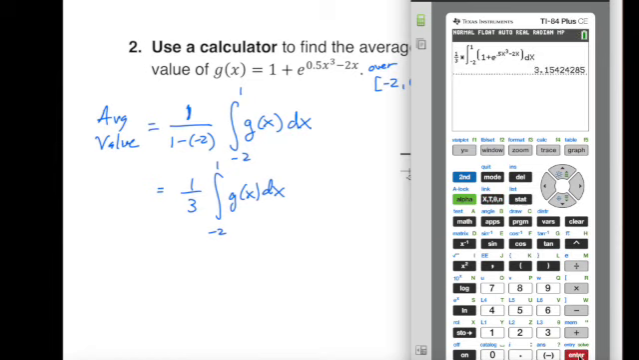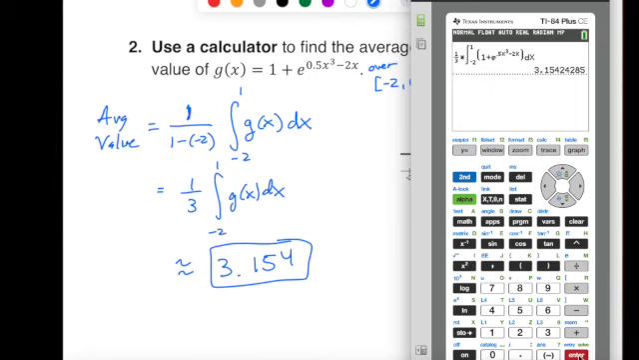Now you hit enter and you let the calculator go to work, and notice it gives you about 3.154, which we said, hey, this answer should be around in this ballpark, 3.154. Notice I also could have done this kind of thing, 1 divided by 3 times math 9 from -2 to 1.